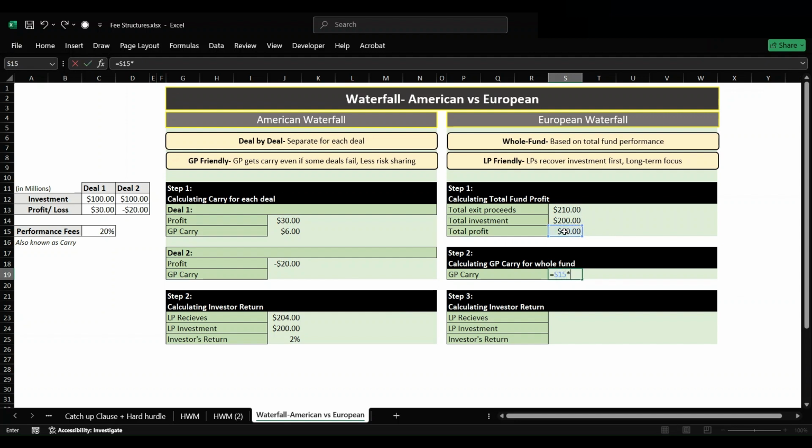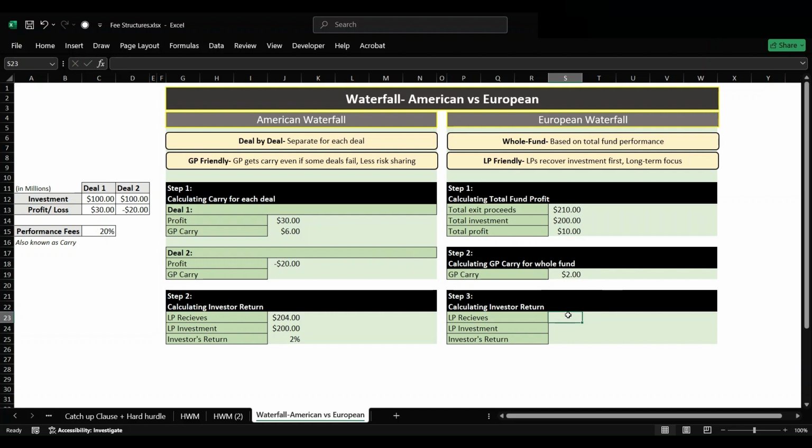Now, here you can see the difference between the two approaches. In American waterfall, we were calculating the GP carry on a deal by deal basis. But here, we are calculating GP carry on the entire profit. Therefore, multiplying our 10 million into 20%, which comes out to be 2 million.